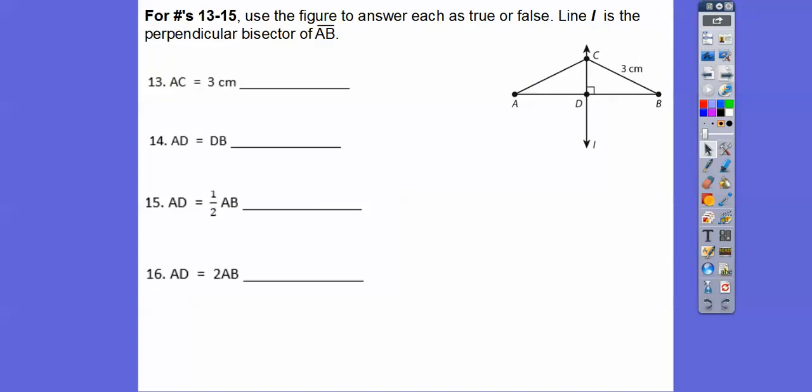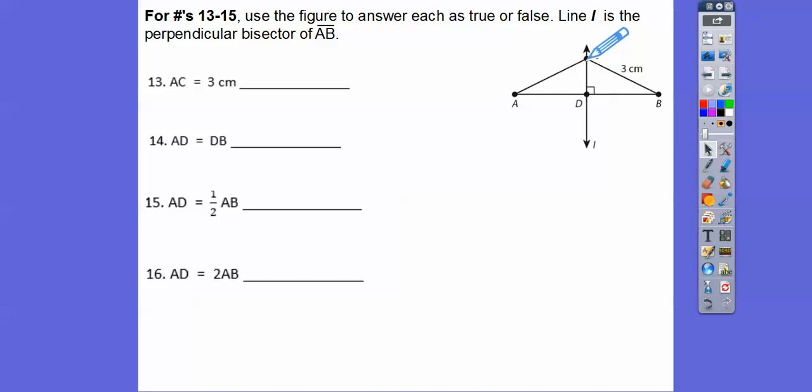All right, so here it says use the figure to answer each as true or false. So line L is the perpendicular bisector. Okay, so this perpendicular bisector right here, this line right here, says that this point is equidistant to the endpoints of the segment that it's bisecting, and it has to be perpendicular. You have to have that right angle.